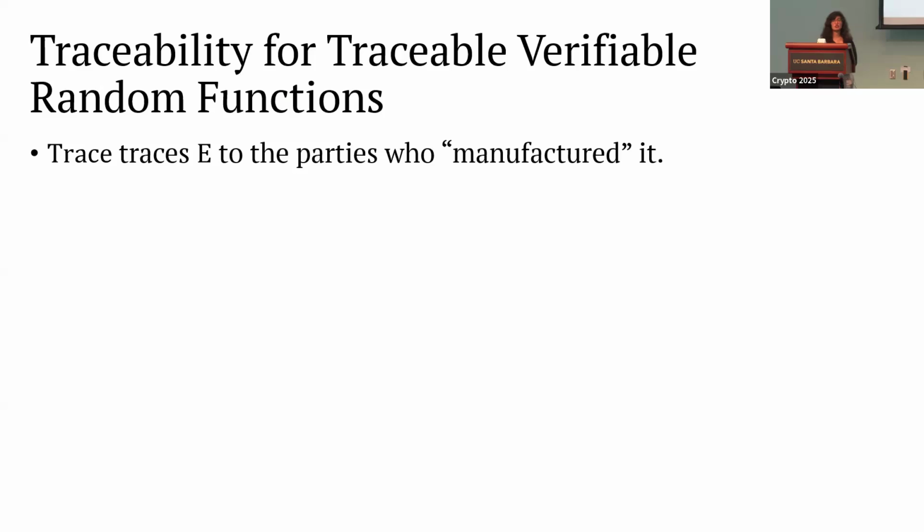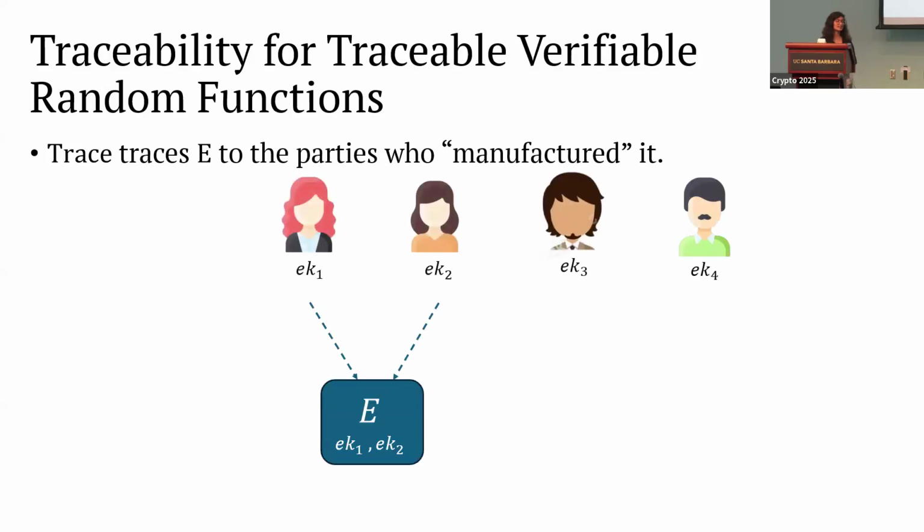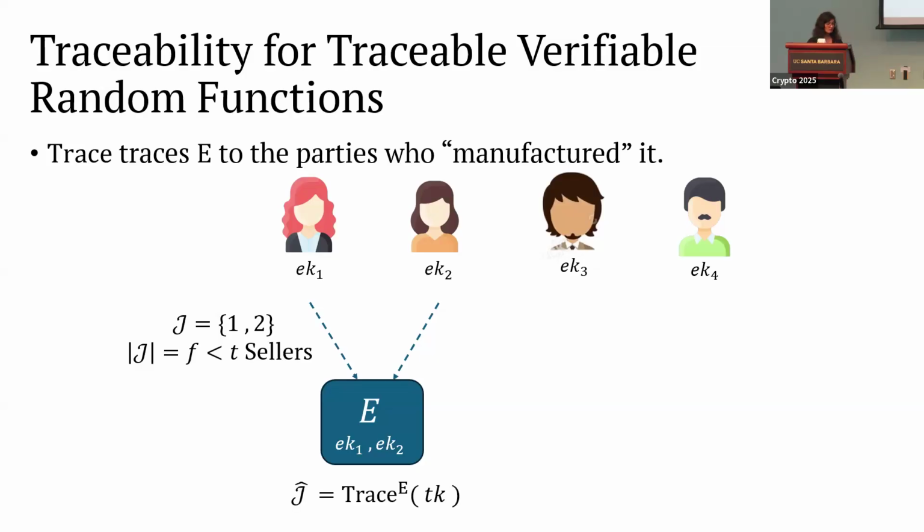So let's get a bit more intuition about the traceability notion before we see our construction. So at a very high level, what we want is that the trace algorithm should be able to trace this evaluation box to the F parties which manufactured it. So let's again see our example of 4 parties, where let's say the first 2 parties combine their keys and make this evaluation box E. In terms of notation, I will use J to denote the set of corrupt parties, which is 1, 2 in this scenario, and F denotes the number of corrupt parties. So given this box, we can run the trace algorithm using the tracing key TK, and let's say we get some set J hat.